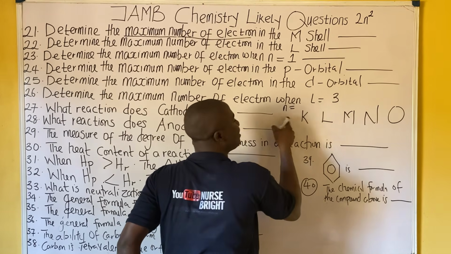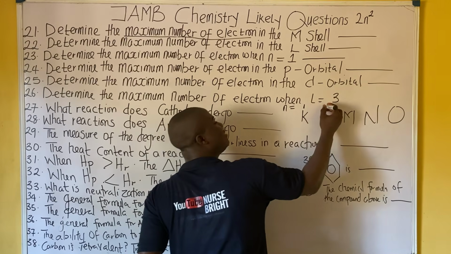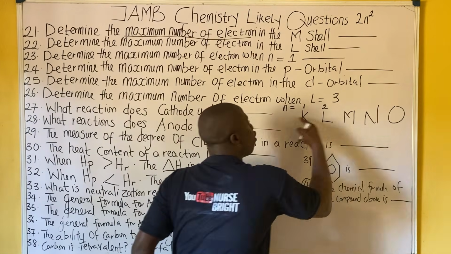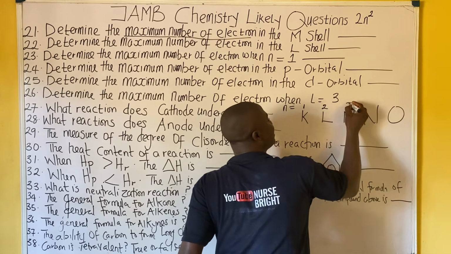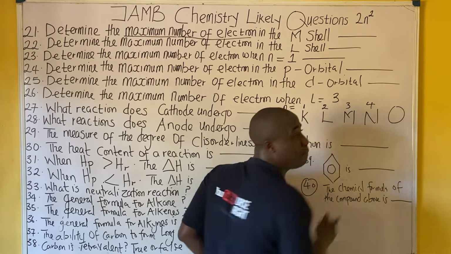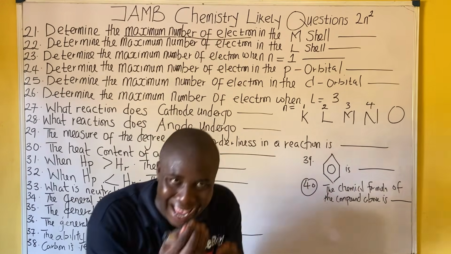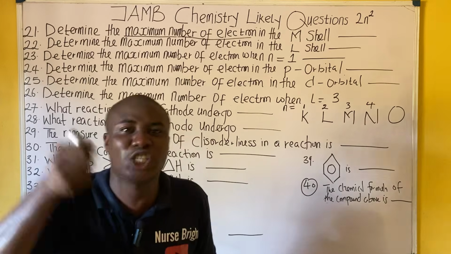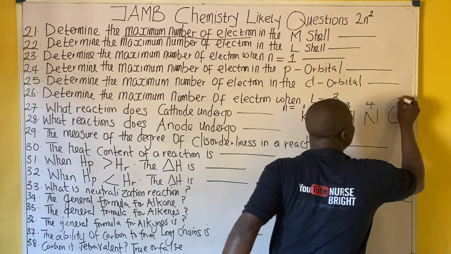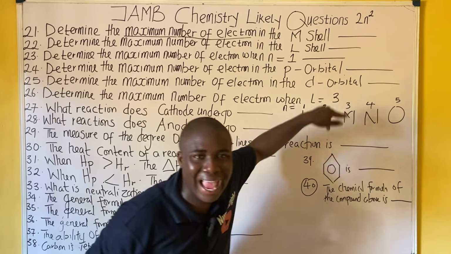So you should understand here that for the K shell, n is 1. For the L shell, n is 2. They are counted serially, and it starts from 1. So for the M shell, n is 3. For the N shell, n is 4. Don't mistake them: the small n is the principal quantum number, and this big N is called the N shell. This is the O shell. So for the O shell, n is 5. All of this tells us the n values.